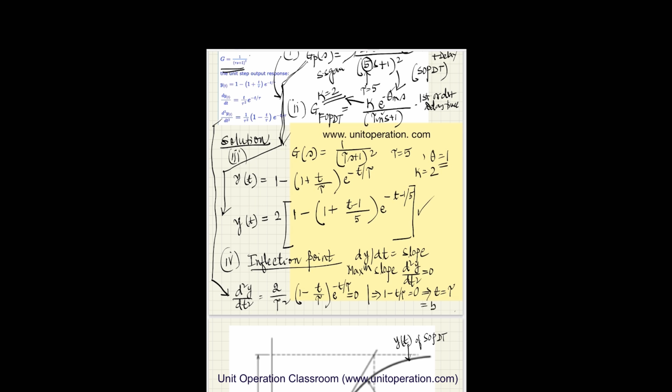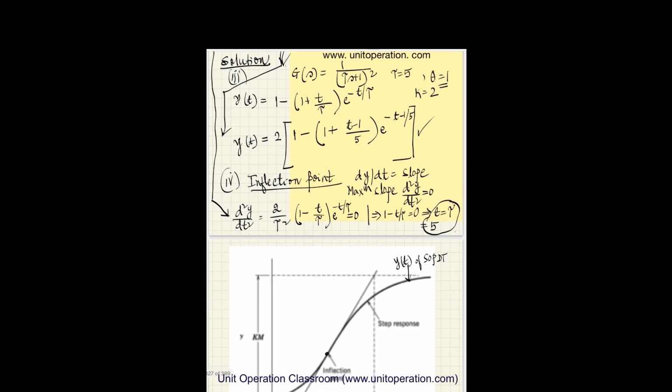All right. And let's see what the value of the slope will be. So t is equal to 5 here, and of course the delay time is equal to 1. So at t equal to 6, there will be the inflection point.